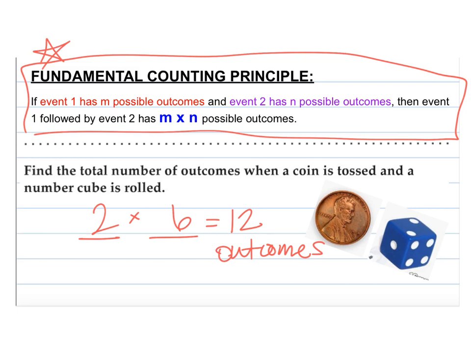The only thing with this, if it then asked you a probability question, it's a little bit more tricky to find out because you don't have that visual to help you figure out all of the outcomes.